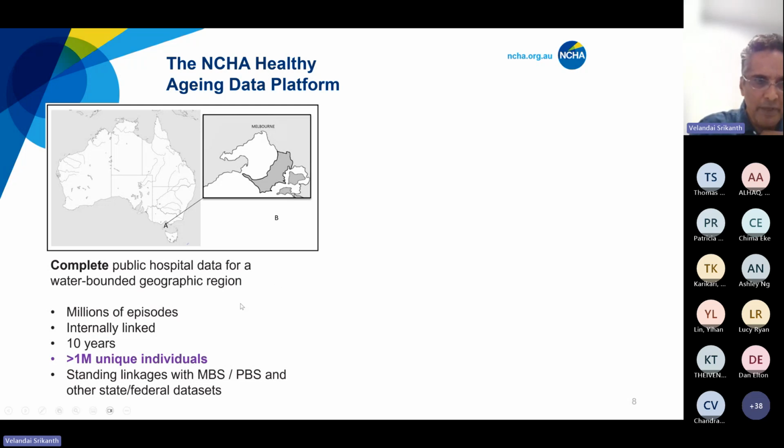And hence, we've been able to create a platform which draws from the routine systems. There are about 13 disparate systems. We've created a clone of the systems and have curated the data and internally linked data within those systems for capture of various conditions. So we've got millions of episodes internally linked for over 10 years. We've got over 1 million unique individuals within it. And we've also got standing linkages externally to federal and state datasets.